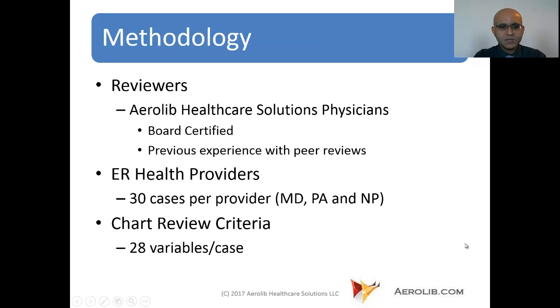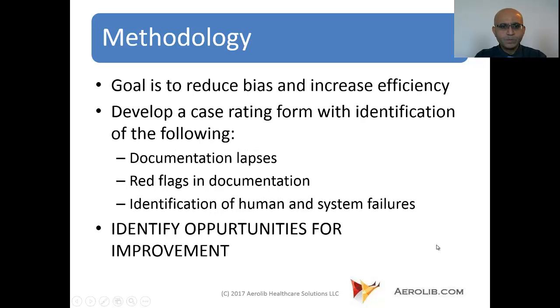Our methodology is simple. We have board certified physicians who have previous experience with peer reviews. What we'd like to do is at least 30 cases per provider, again developing a statistically significant number for the physicians, or the extenders, physician assistants and nurse practitioners. We'll go through some chart review criteria, and we usually have about 28 to 30 variables per case.